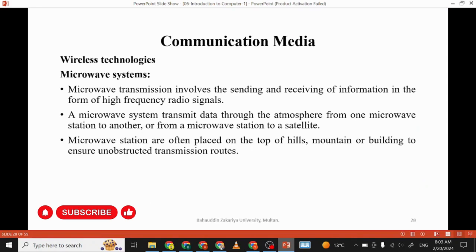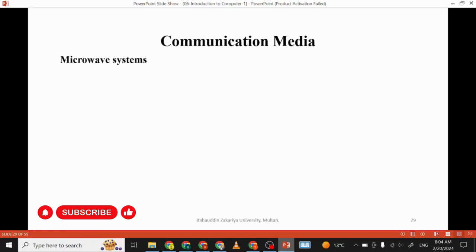Wireless technologies, microwave system. Microwave transmission involves the sending and receiving of information in the form of high frequency radio signals. A microwave system transmits data through the atmosphere from one microwave station to another, or from a microwave station to a satellite. Microwave stations are often placed on top of hills, mountains, or buildings to ensure unobstructed transmission routes.